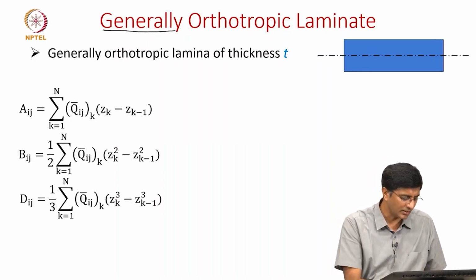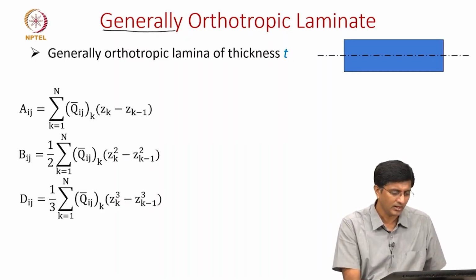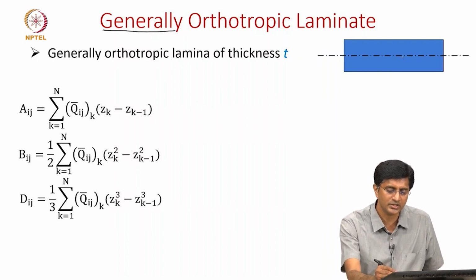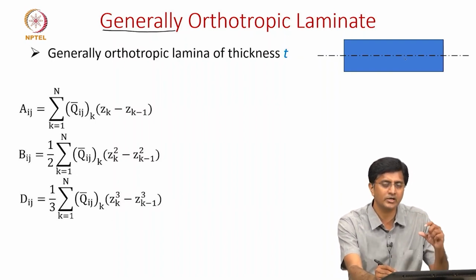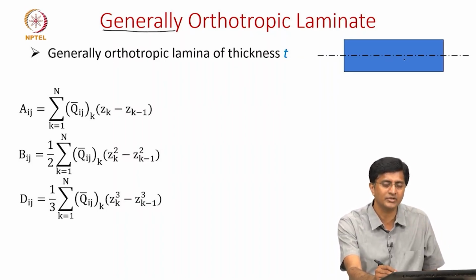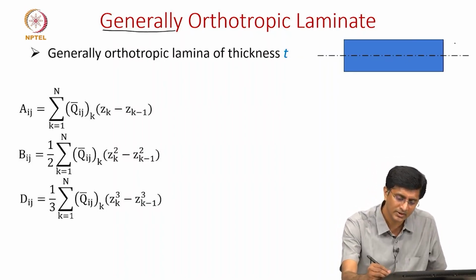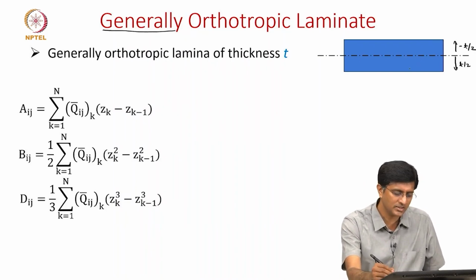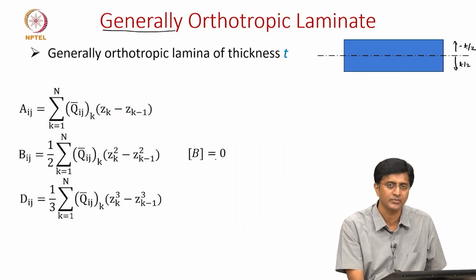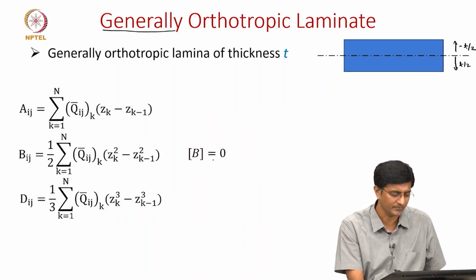So here are again the expressions for the ABD, and here too let's see if we can simplify these ABD matrices. First we notice that there is symmetry since we are only looking at one layer, and if we consider the half thickness as the mid surface, then again we can write these Z values as T by 2 minus T by 2, and since there is a symmetry, we can simply say that B matrix goes to 0. There is no extension bending coupling.